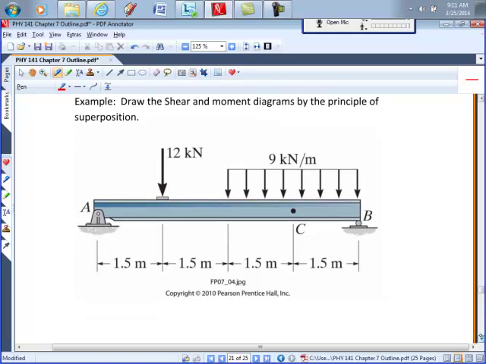All right. So we're going to draw the shear and moment diagram by principle of superposition. That means we're going to have 3 shear diagrams, which I'm going to superimpose on each other. I'm going to do them in 3 different colors.